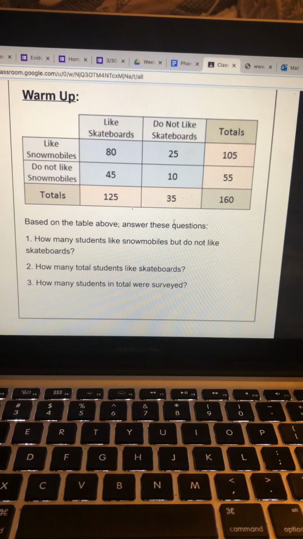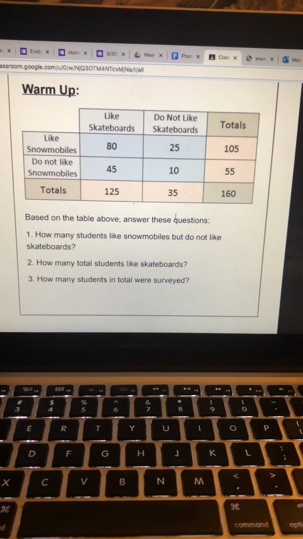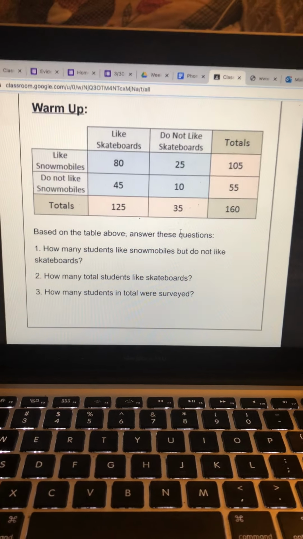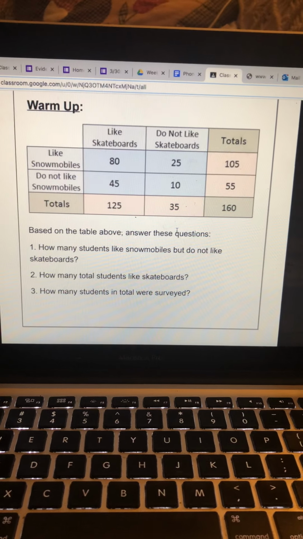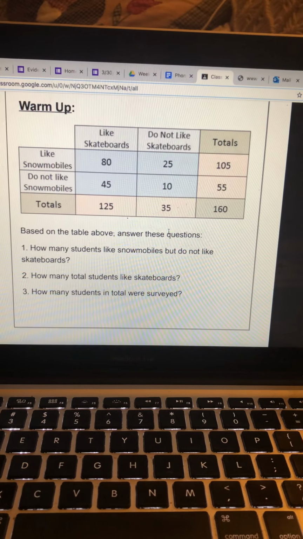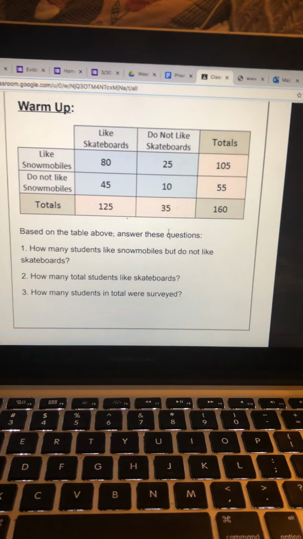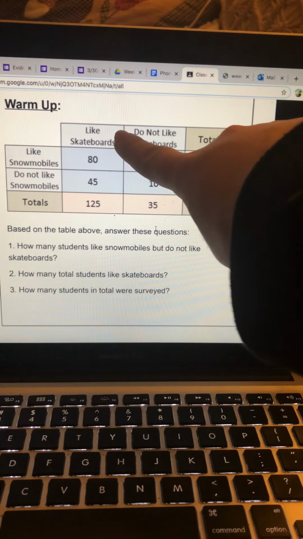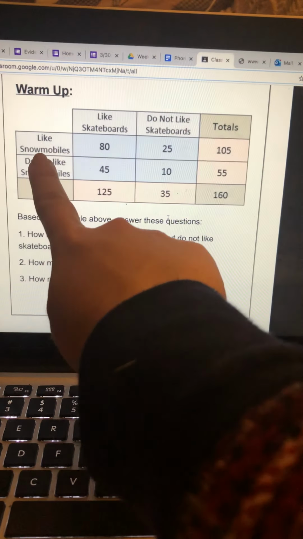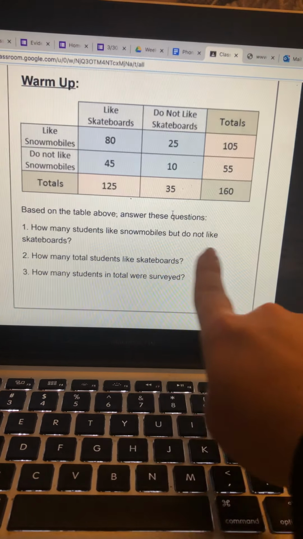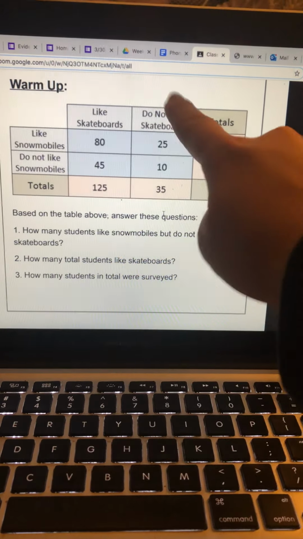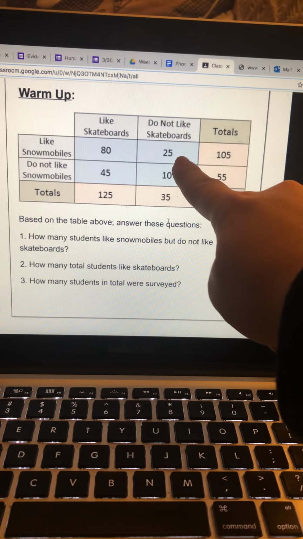So you have a warm-up here. It's about liking skateboards, not liking skateboards, liking snowmobiles, not liking snowmobiles. The first question says, how many students like snowmobiles but do not like skateboards? So we would go to the like skateboards, right? Oh no, snowmobiles, I'm sorry. Like snowmobiles, but do not like skateboards. So that would be right here. It would be 25.